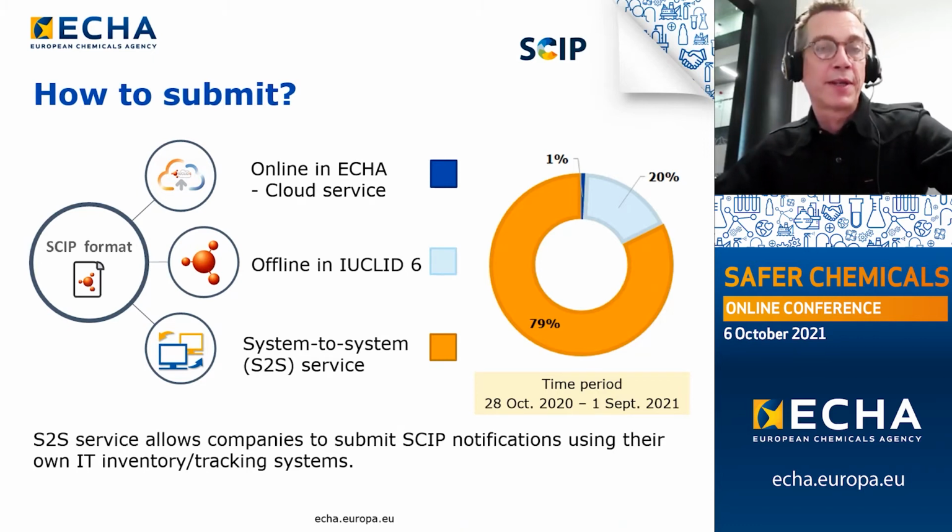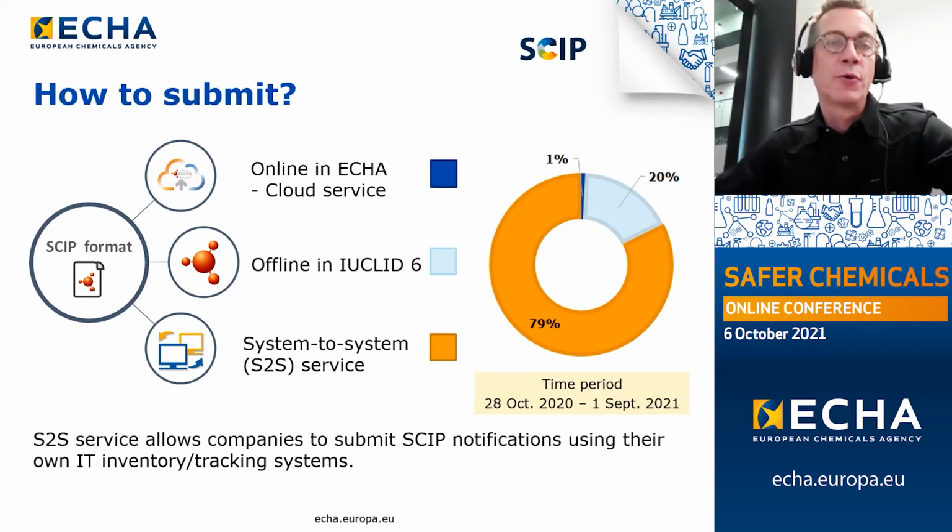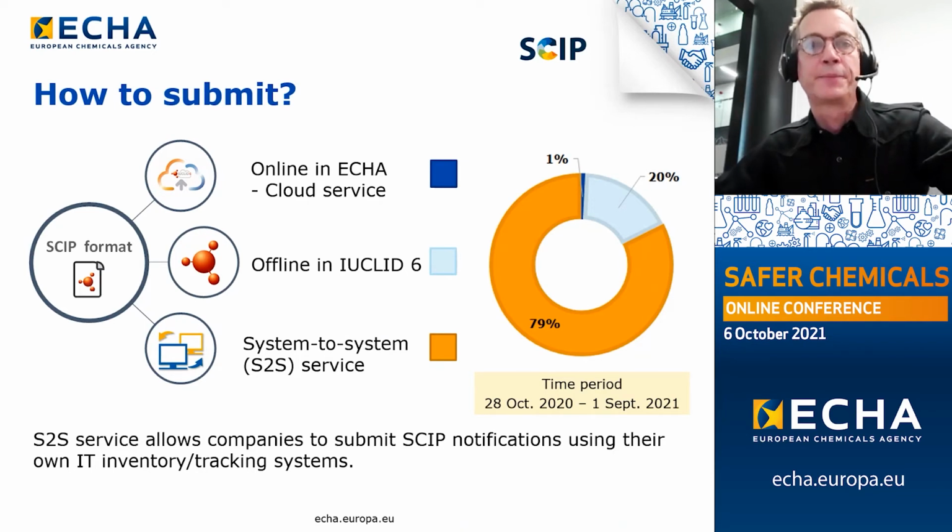And then last but not least, we have system to system, which is an automated submission format for companies with large volumes of articles on the market and already having their own IT inventory systems, which can be adapted to submit to us. And as you can see, which was well in line with our expectations, the vast majority of submissions have been coming from what we call system to system.